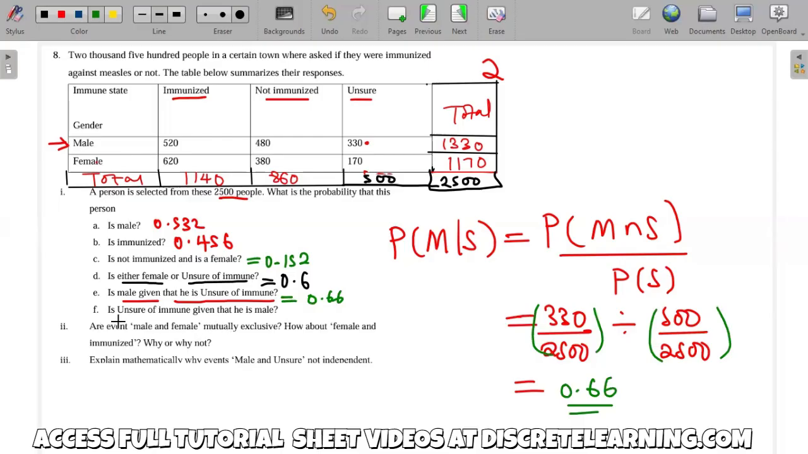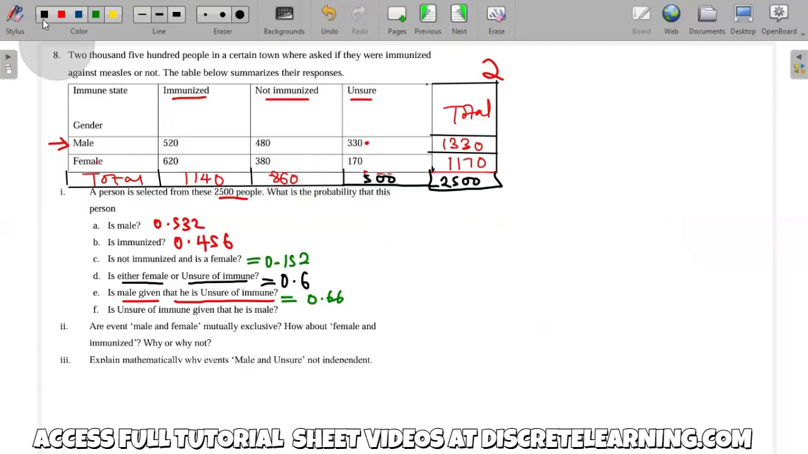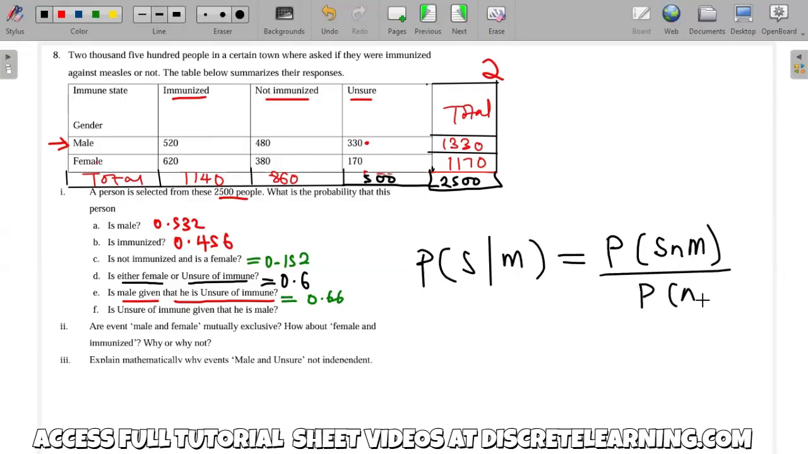Okay, and then part F: what is the probability that the person is unsure of the immune given that he is male? So now we are finding the opposite of this. We're saying the probability of unsure given that he is male. So this will just be the probability of unsure intersection male divided by the probability of male. The intersection of unsure and male, or male and unsure, is the same as 330 over 2500.